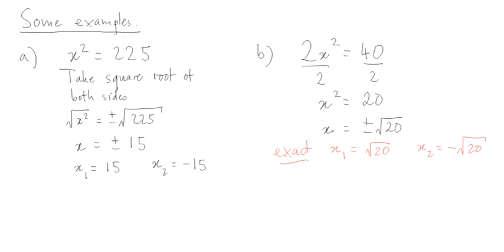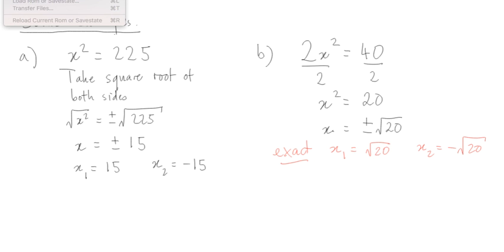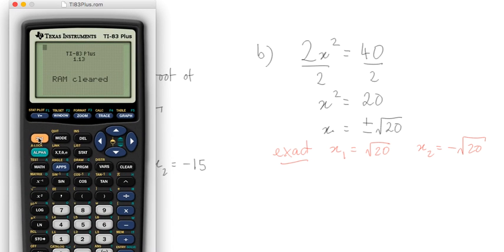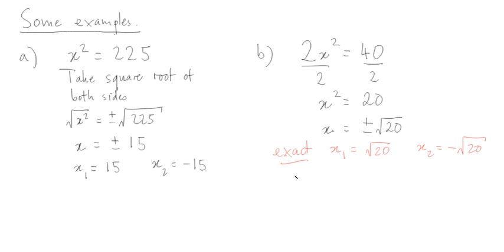Now let's see what happens if we plug that into our calculator. To take the square root of something, I press second and then x squared, and then type in 20, enter, and I get a decimal number, 4.47.